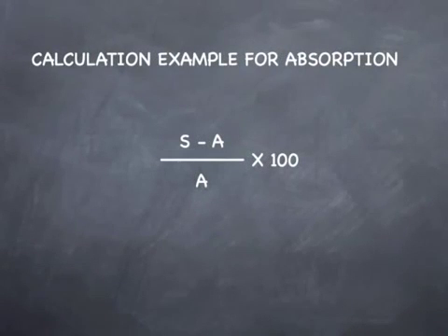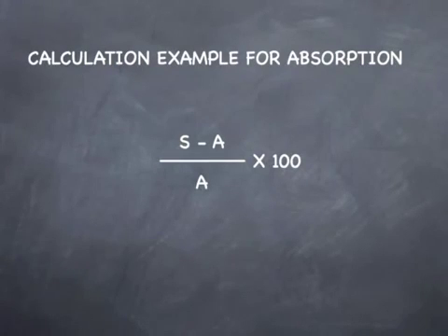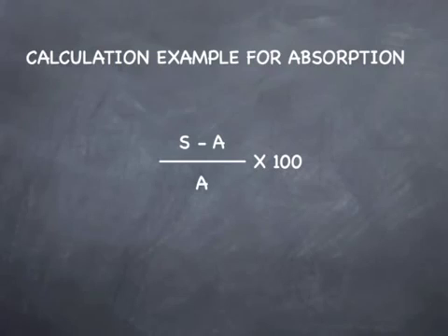Now let's go ahead and calculate our absorption. The calculation for absorption is S minus A divided by A times 100, where S is the weight of the SSD specimen and A is the weight of the oven-dried specimen.